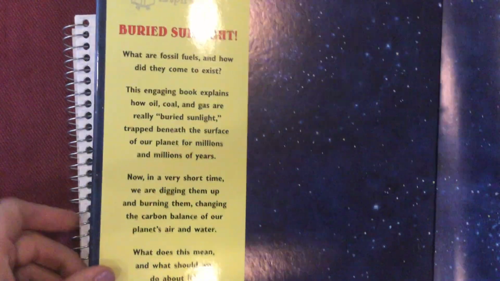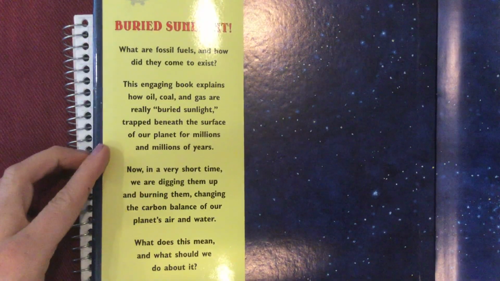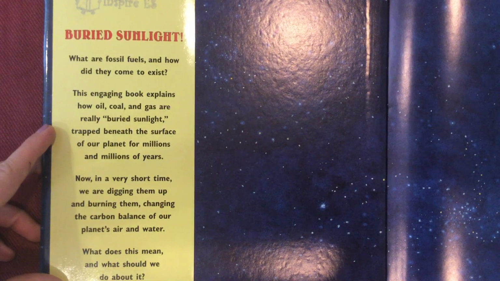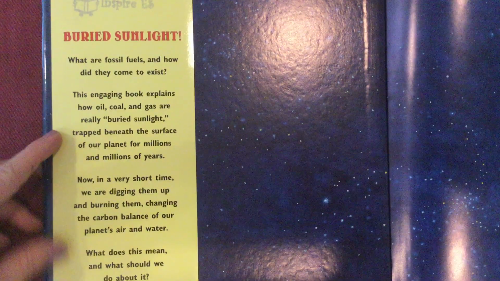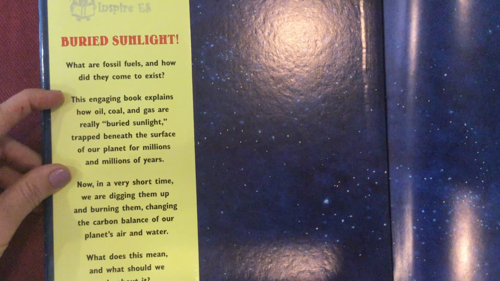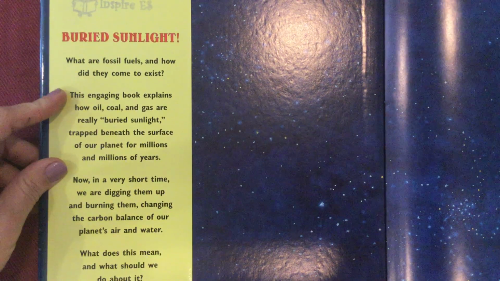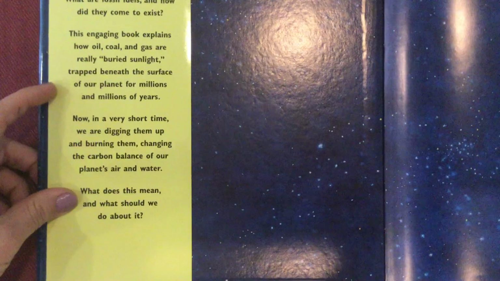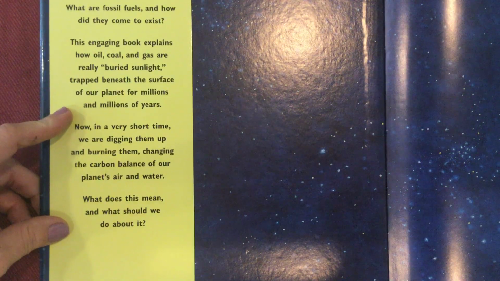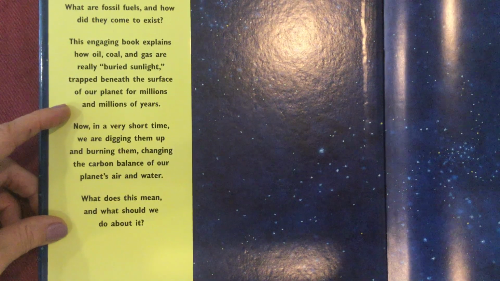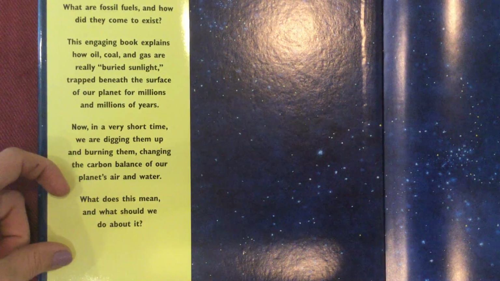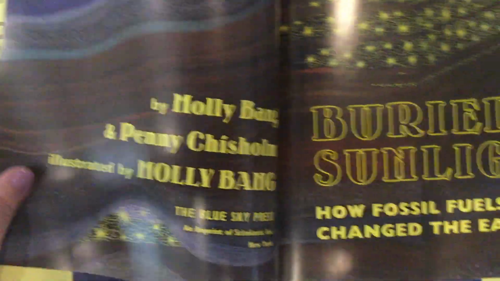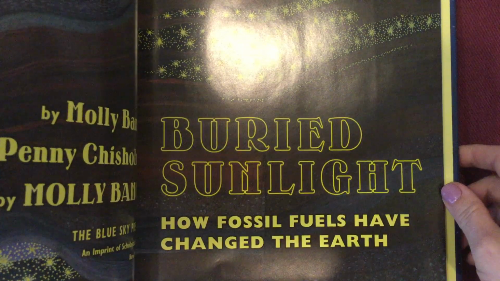So here's the insert right here. It says, what are fossil fuels and how did they come to exist? That's the big question. This engaging book explains how oil, coal, and gas are really buried sunlight trapped beneath the earth, beneath the surface of our planet for millions and millions of years. Now, in a very short time, we're digging them up and burning them, changing the carbon balance of our planet's air and water. What does this mean, and what should we do about it? Buried Sunlight, how fossil fuels have changed the earth.